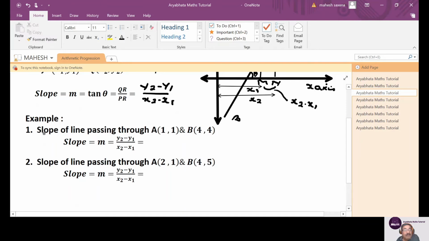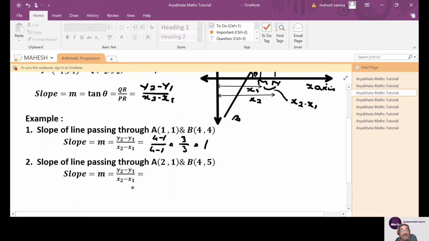Now we come to the example. Suppose we have to find the slope of the line passing through the 2 points A, whose coordinates are 1, 1, and the second point B, whose coordinates are 4, 4. We have already seen that the slope of the line passing through 2 points is y2 minus y1 upon x2 minus x1. Therefore, in this case also, the slope will be y2 minus y1 upon x2 minus x1, that is 4 minus 1 upon 4 minus 1, that is 3 upon 3, which is equal to 1.